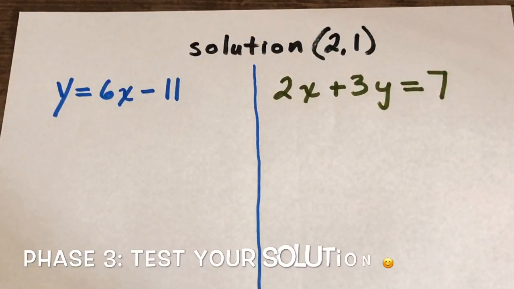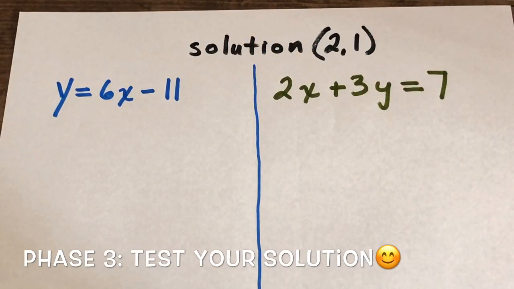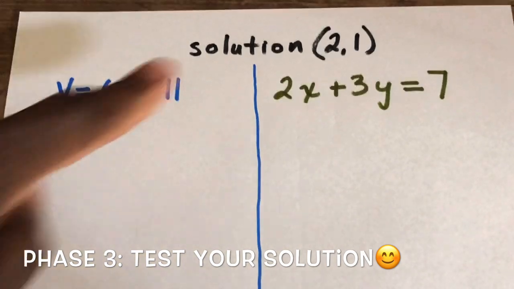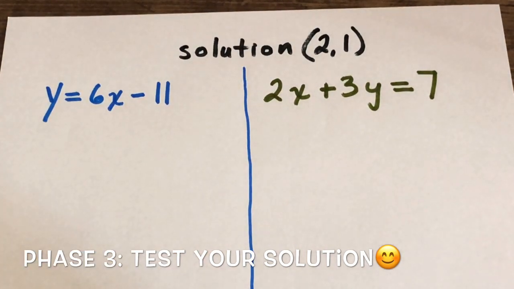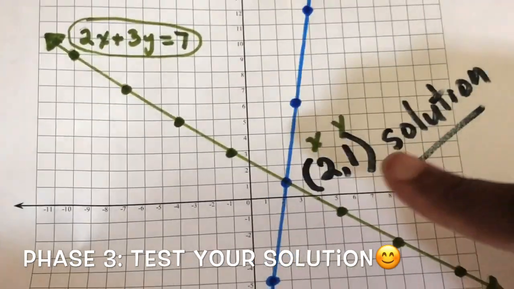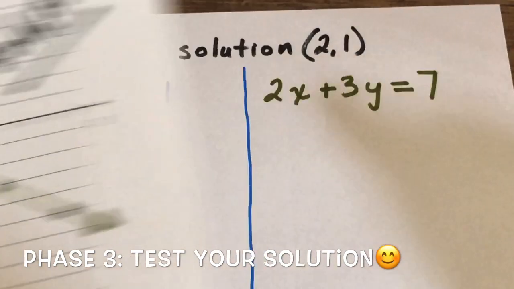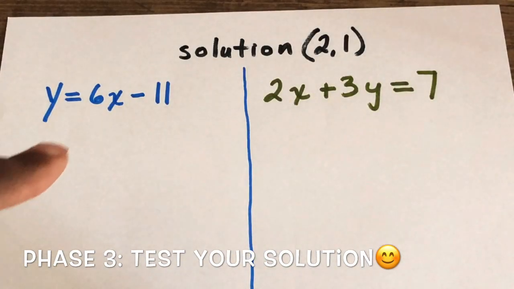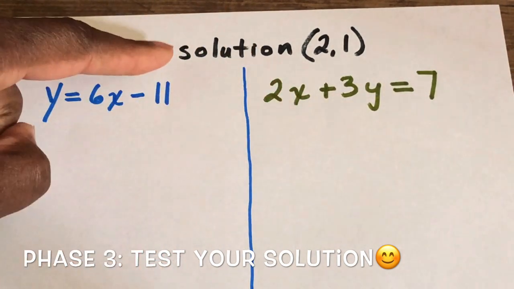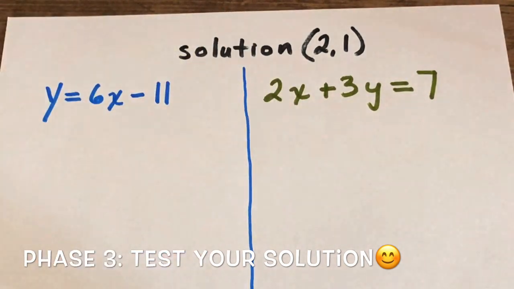Now in phase 3, we're going to test our solution. That's right, we're going to test the solution to see if it is true. That solution has to work for both equations. Remember, that's telling us where the two lines intersect. We know it worked here, but we want to test it because if we don't have the graph paper, we want to make sure that the solution works in the equations. So let's test our solution.